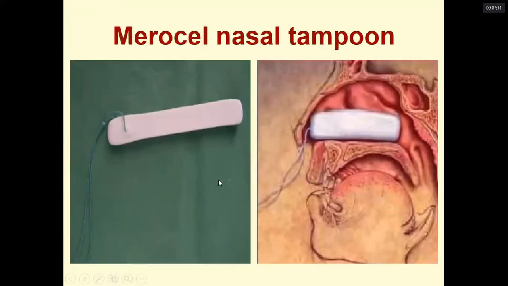Okay, this is what I meant by Merocel nasal tampon or Merocel pack. This is very commonly used, and it is very easy to use and very easy to take out. Look at the size. This is very small, but when it goes inside the nasal cavity, it swells up and compresses the area that we are interested in, and it will stop the bleeding.